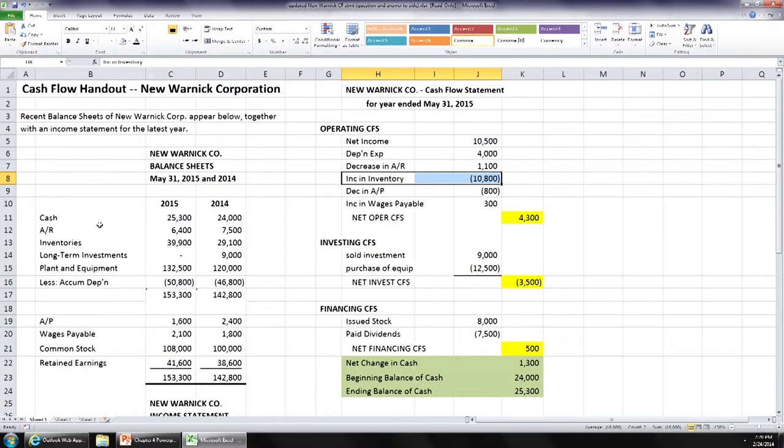All right. What about this change in long-term investment? It went from 9,000 to zero. Is that long-term investment decrease shown? Yeah, right here is what we were just talking about, right?